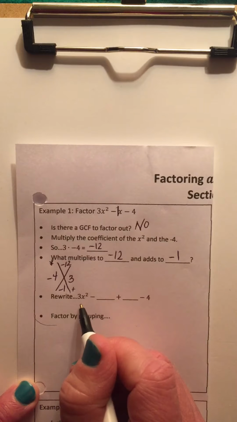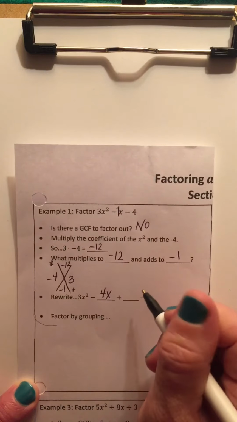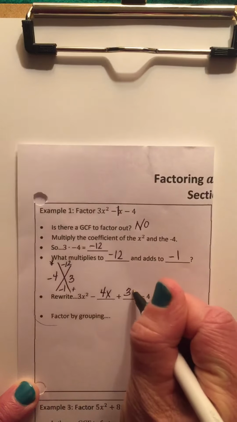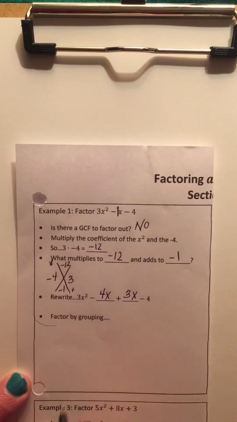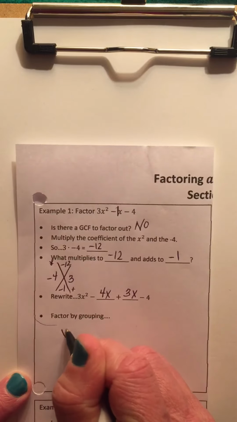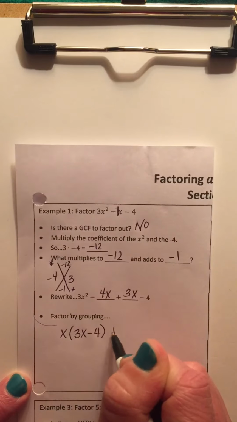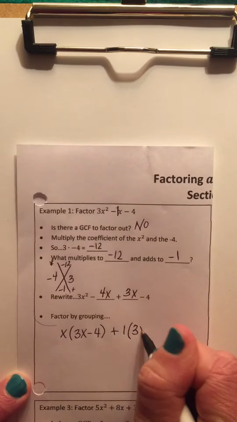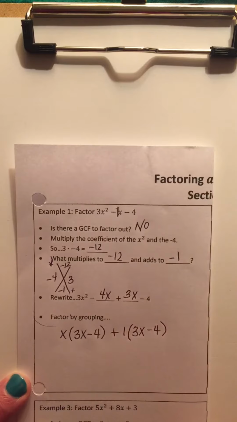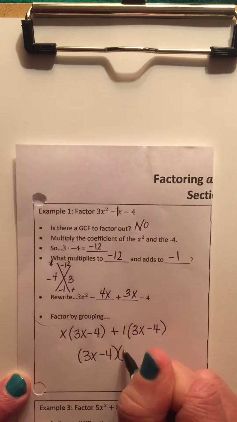So we're going to rewrite it as 3x squared minus 4x plus 3x minus 4. Now we have 4 terms, so we're going to go ahead and factor by grouping. We're going to have x times 3x minus 4 plus, nothing here to factor out, so we're going to write a 1 times 3x minus 4. Now we can factor by grouping 3x minus 4 times x plus 1.